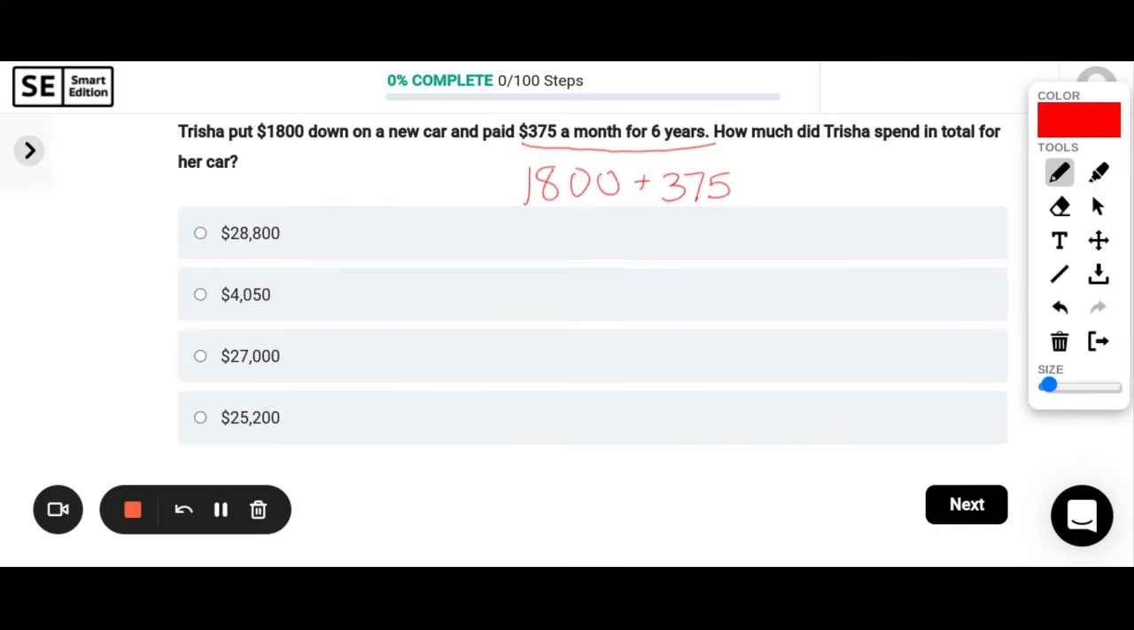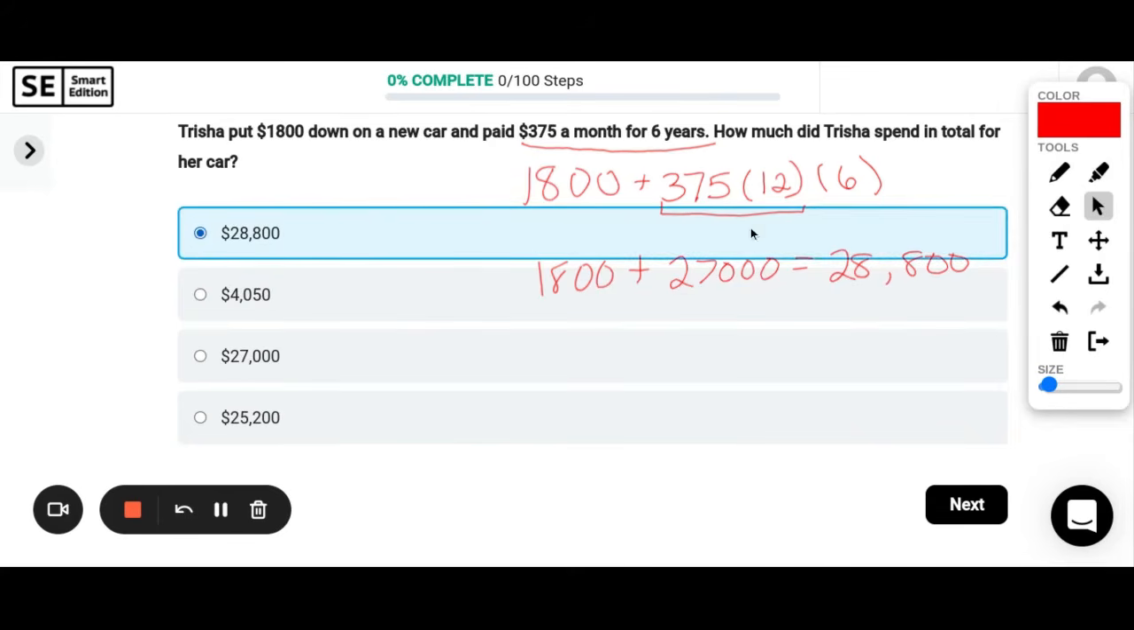Well, how many months are in a year? We need to make sure we multiply this by 12. So this is showing how much she pays in 1 year. And then we're going to multiply that by 6 to show how much she would pay in 6 years. So now all I have to do is multiply 375 times 12 times 6, and that gives me 27,000. And when I add the 1,800 she put down, 28,800 is how much she spent in total for her car.